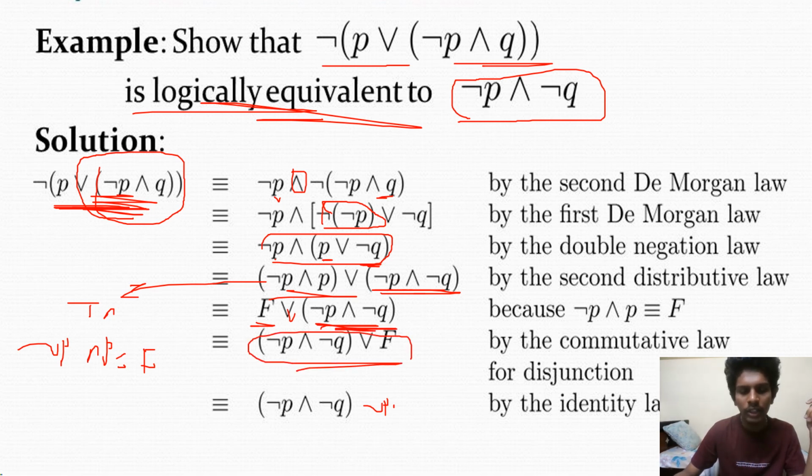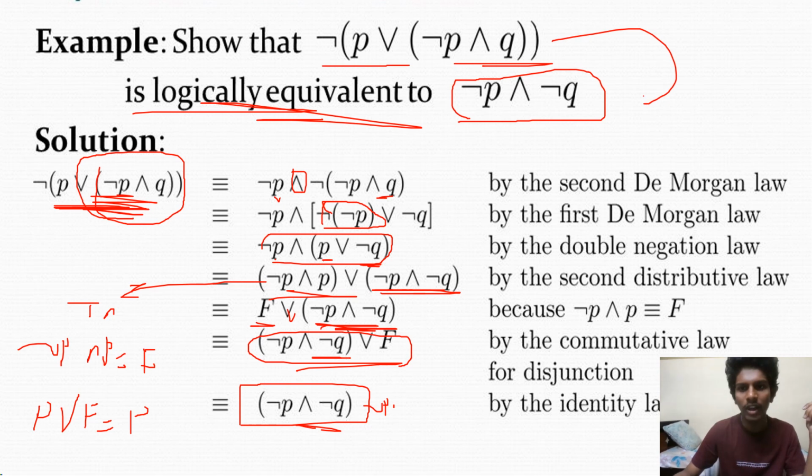According to the last step, according to the identity law, P or F, we will get the resultant answer as P. So as you see, by applying the identity law to the last step, we will get the resultant answer as negation P and negation Q. So these both are logically equivalent. By using these laws of logic, our problem becomes very simple without using a truth table. So it is very easy to use the laws of logic.